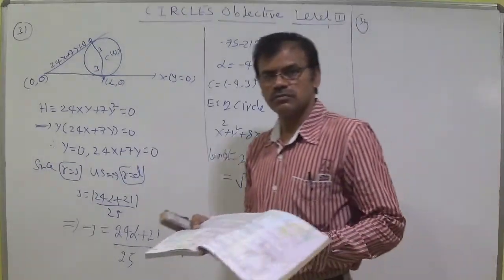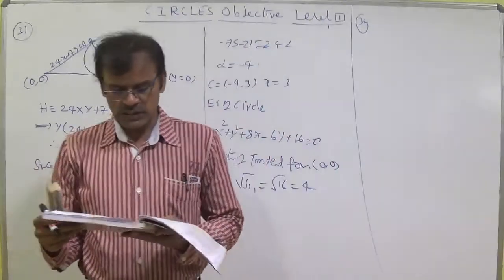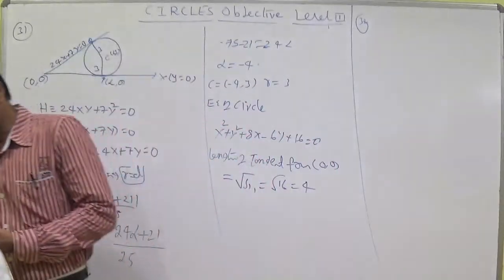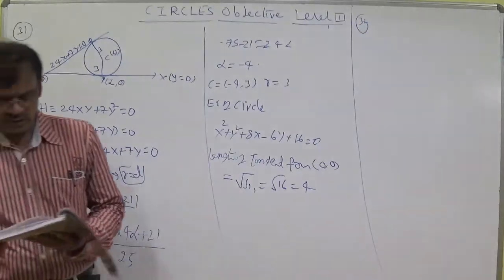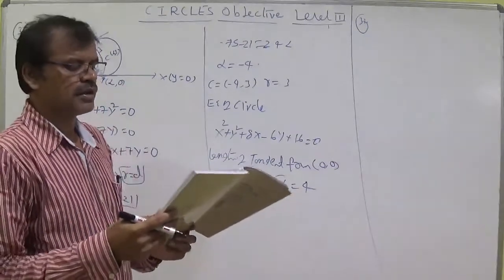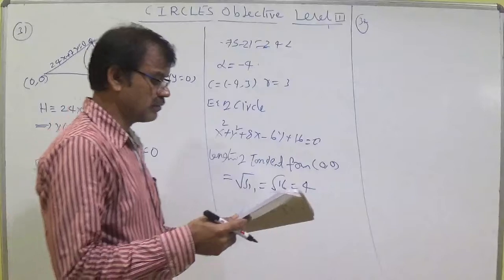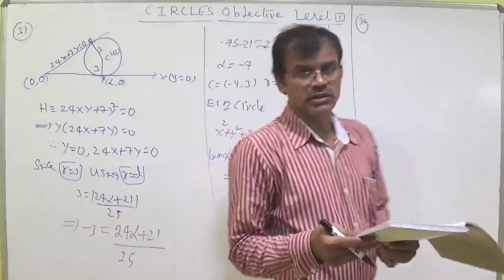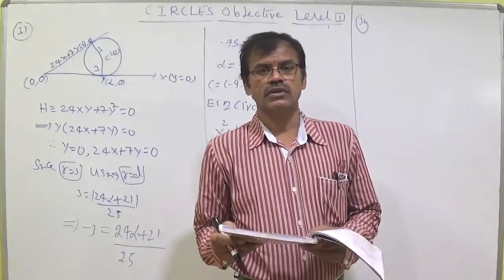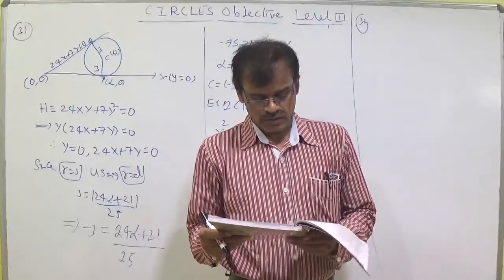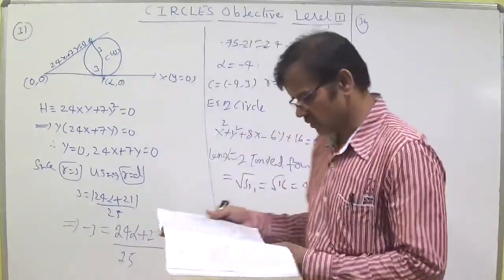Question number 32. Let L1 be the straight line passing through the origin and L2 be the straight line x plus y equal to 1. If the intercepts made by the circle on L1 and L2 are both equal, then find the equation of L1. What he is discussing with us is that the lengths of the chords of the circle with respect to the two lines are the same.